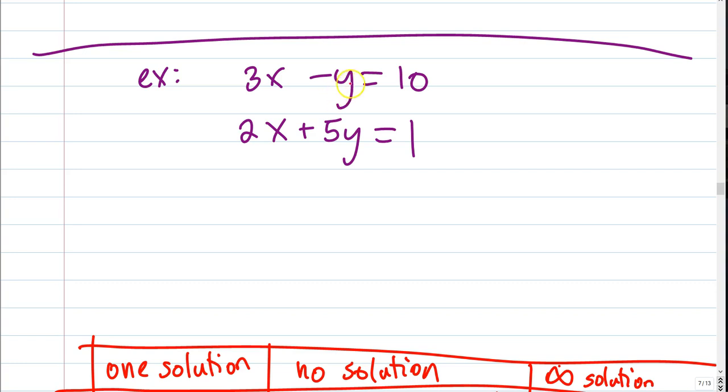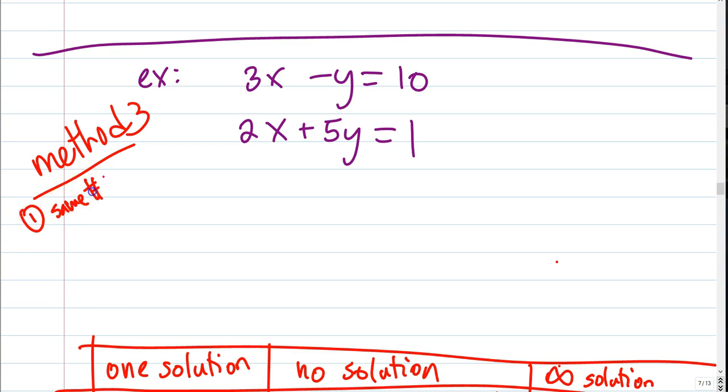So I could technically take this top one and solve for the y. It wouldn't be too horrible, but no. This is definitely a method 3 question. Here's the problem with method 3 on this one. Currently those x's do not eliminate. Currently those y's do not eliminate. I need to have the same number but opposite.